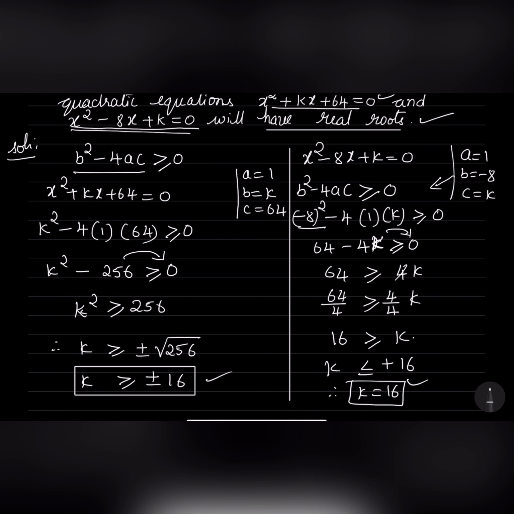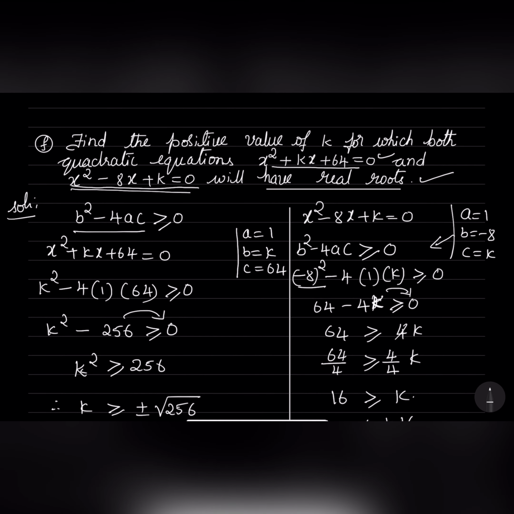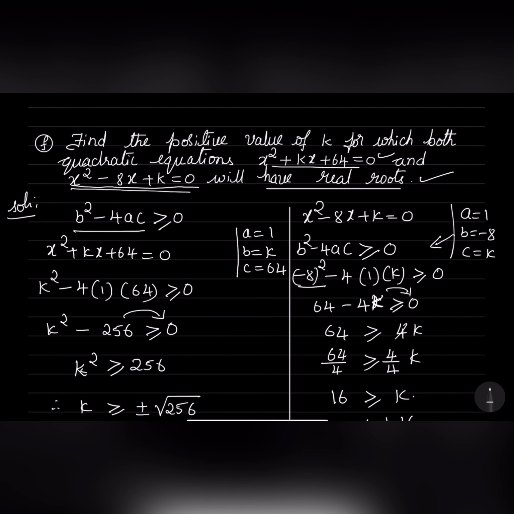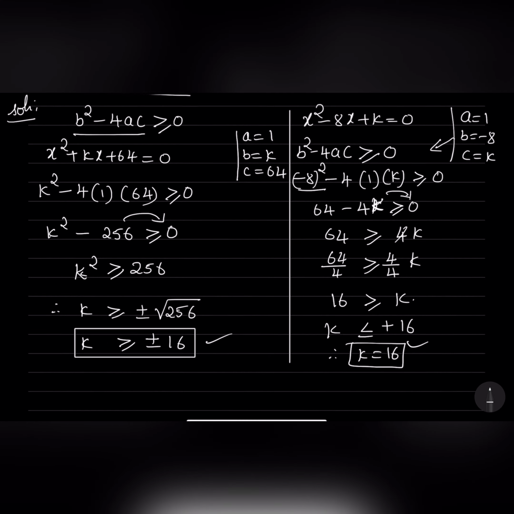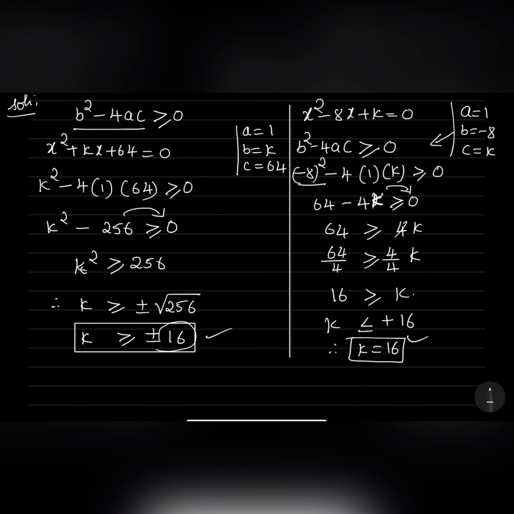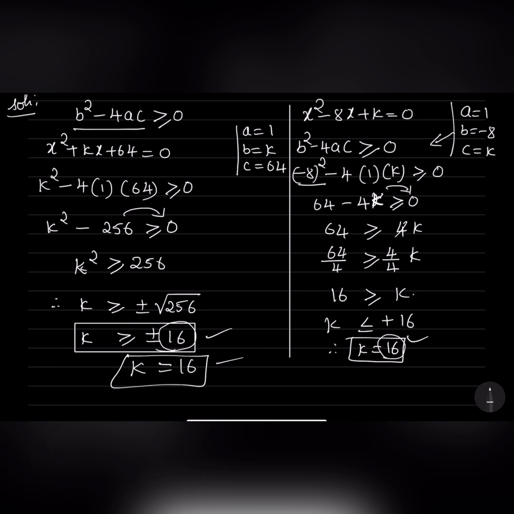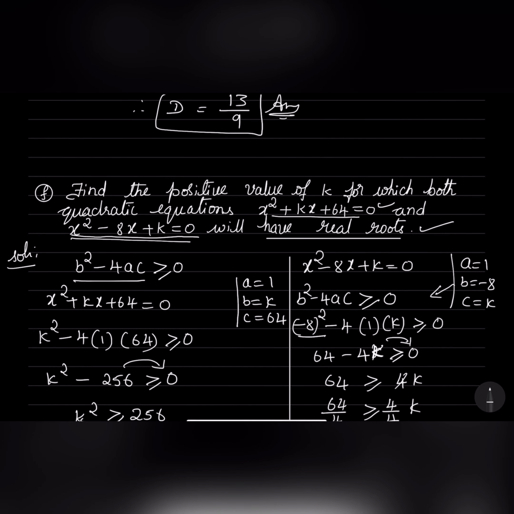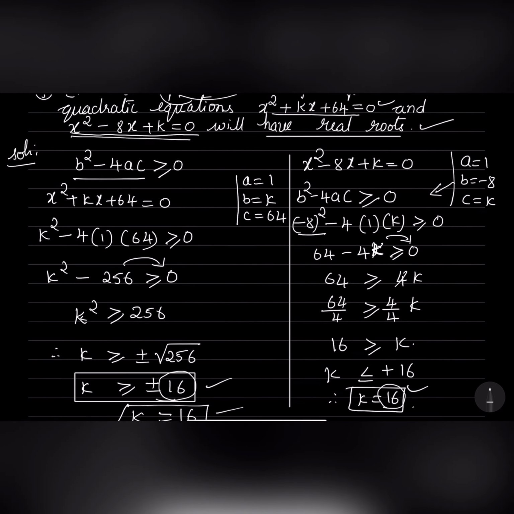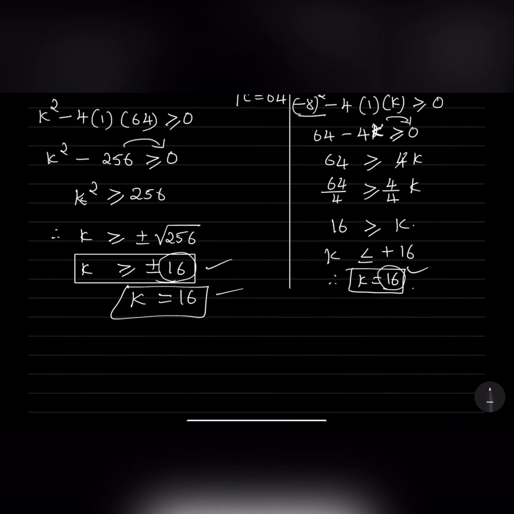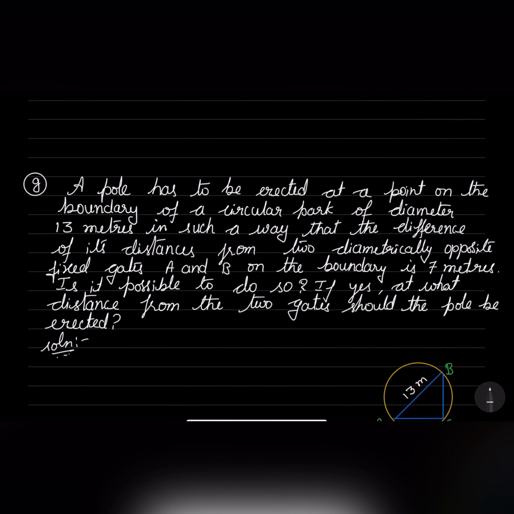Both the equations are having the value 16 itself. So, they have the real roots. Both of them have the real roots for the value 16 plus 16. K is equal to 16 plus 16. They have asked positive value. So, we have taken that k is equal to plus 16. We'll go for the next one.